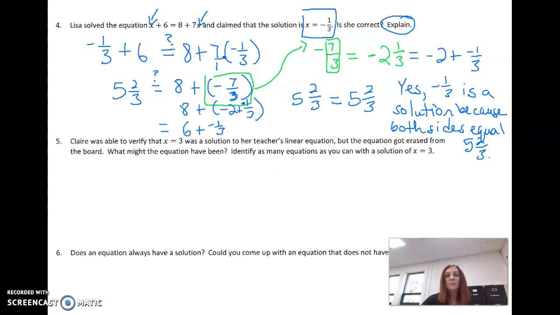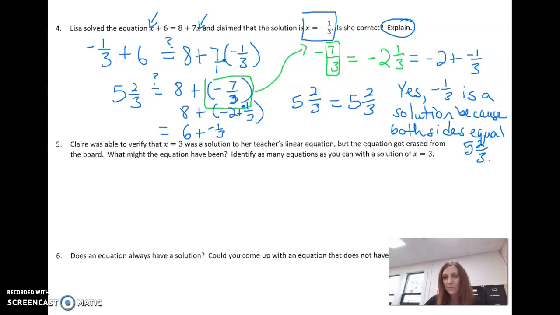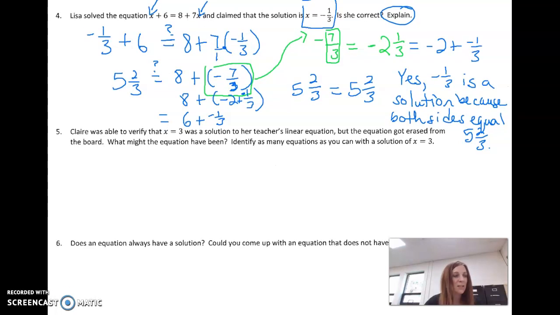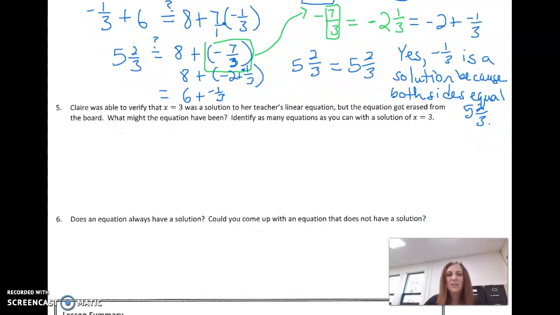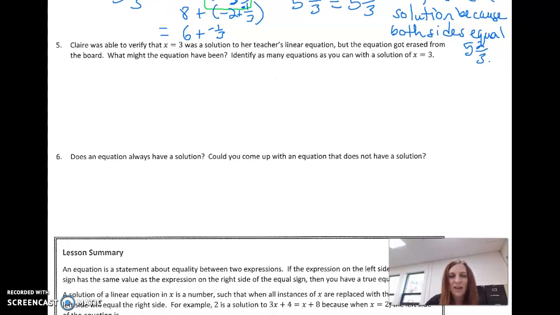See, it was the same thing we were doing in the last video, though. We're substituting numbers in, and we're seeing if we get true statements. All right. Now, we're going to change things up a little bit here. Claire was able to verify that x equals 3 was a solution to the teacher's linear equation, but the equation got erased. What might the equation have been? Identify as many equations as you can with the solution of x equals 3.